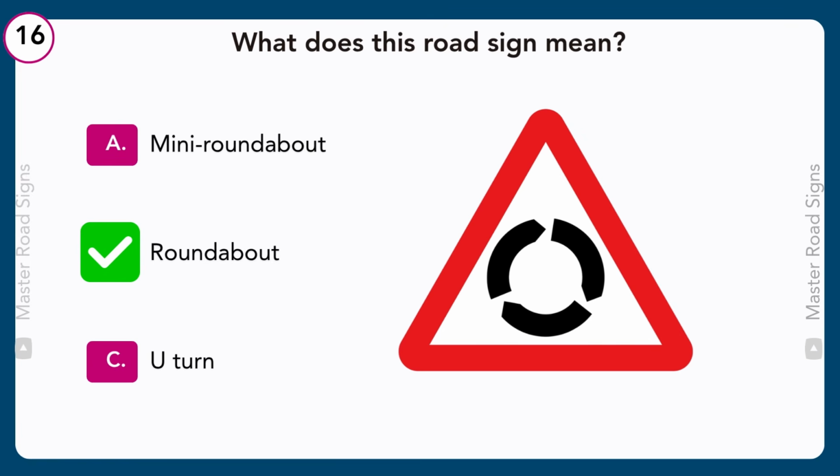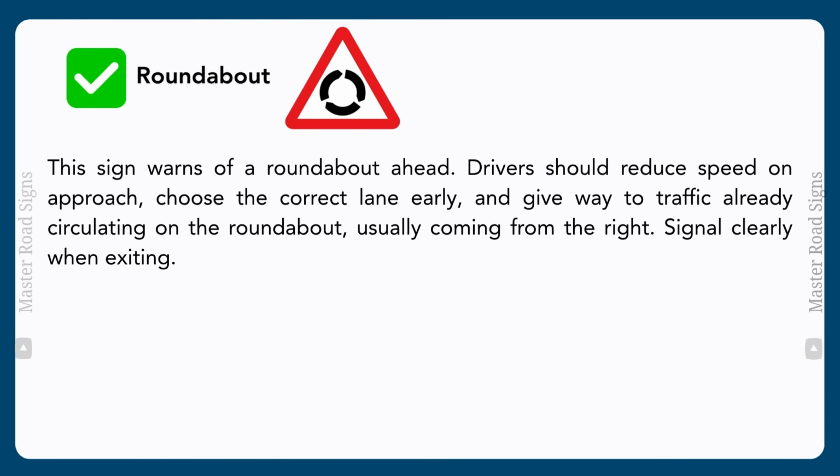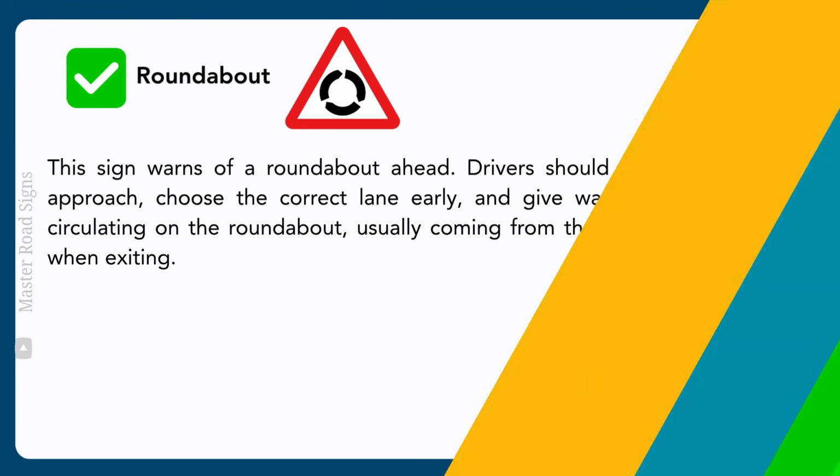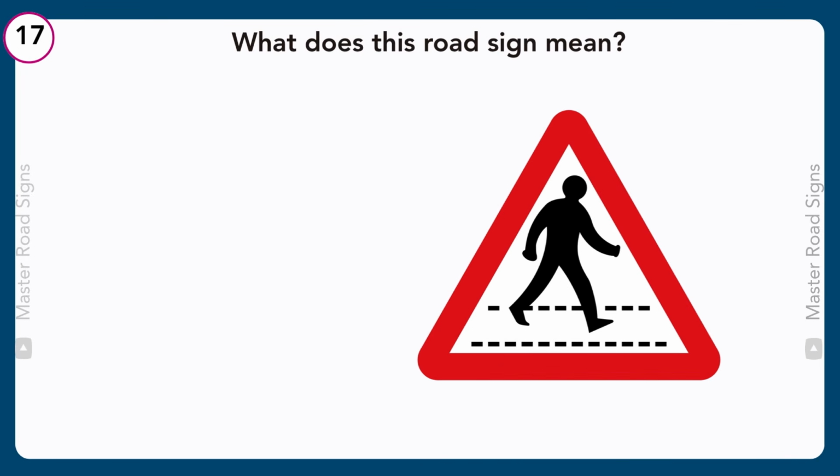Option B is correct, roundabout. This sign warns of a roundabout ahead. Drivers should reduce speed on approach, choose the correct lane early, and give way to traffic already circulating on the roundabout, usually coming from the right. Signal clearly when exiting.